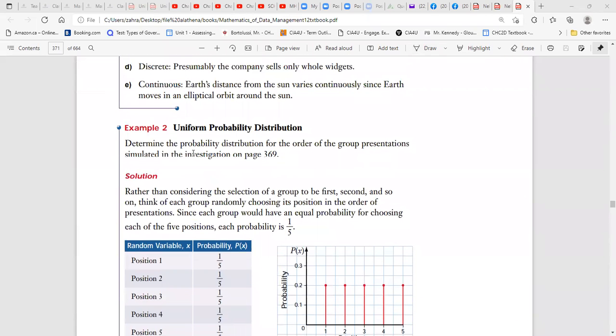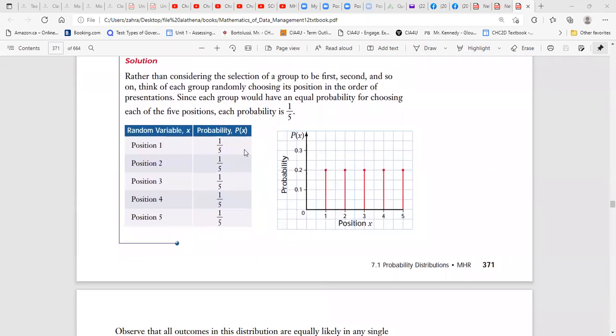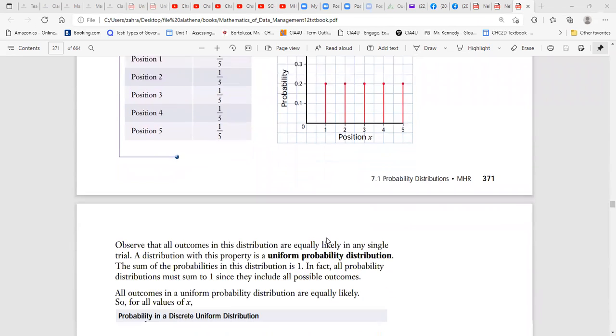Now looking at this example, determine the probability distribution for the order of group presentations simulated in the investigation on that page. That was a previous example. Position 1 had a probability of being chosen of 1/5, the same for positions 2, 3, 4, and 5. Those are the probabilities. When you graph that, 1, 2, 3, 4, 5 is going to be your random variable, and the height will be the probability of that random variable.